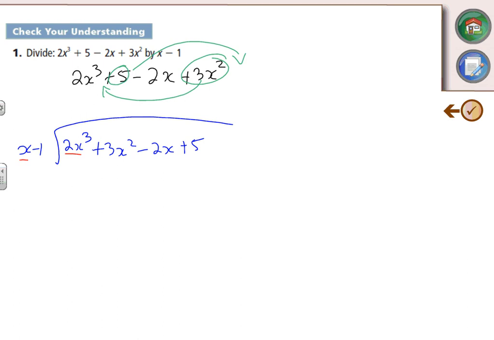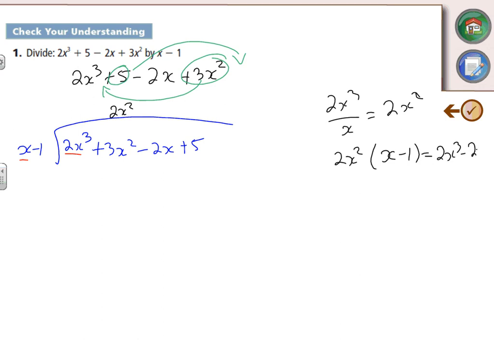Looking at the first, 2x cubed divided by x gives me 2x squared. Write it above the x squareds, and then we multiply 2x squared multiplied by the divisor, which gives us 2x cubed minus 2x squared. Write that underneath. 2x cubed minus 2x squared. Always make sure you're lining up the cubes and the quadratics there.